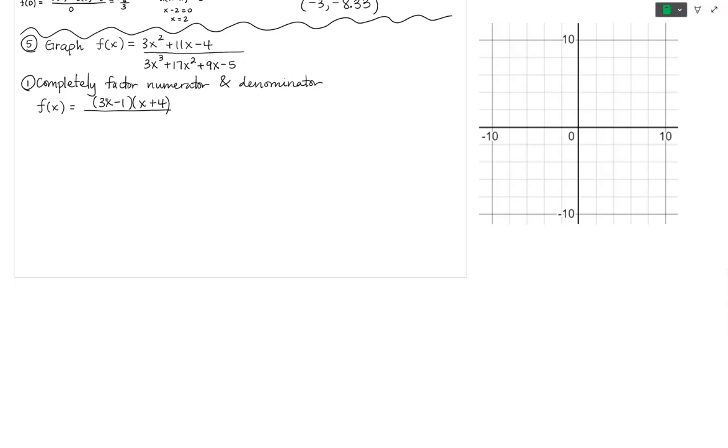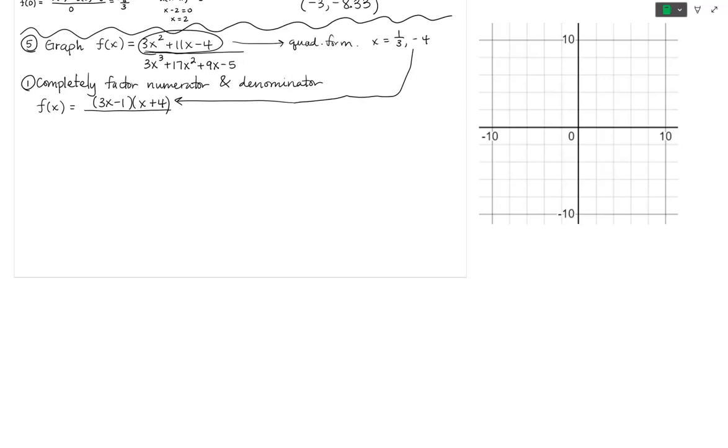There's a few ways that you could do that. You could use the quadratic formula on this piece right here. If you did the quadratic formula, you would get that x is equal to 1/3 and -4. And from those two x values, you should then be able to write these factors.